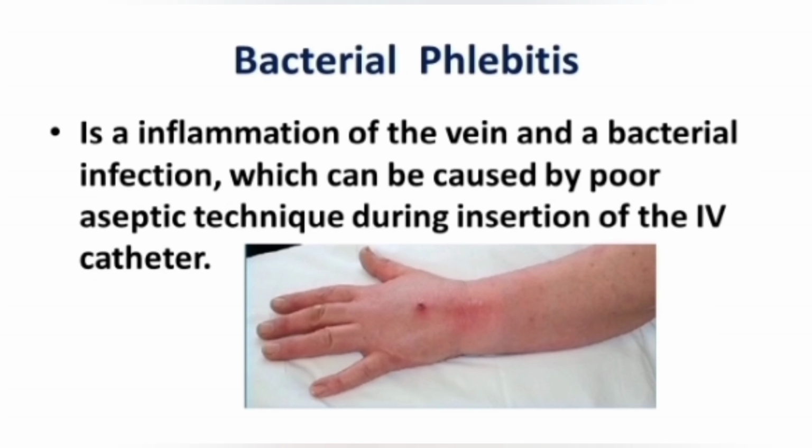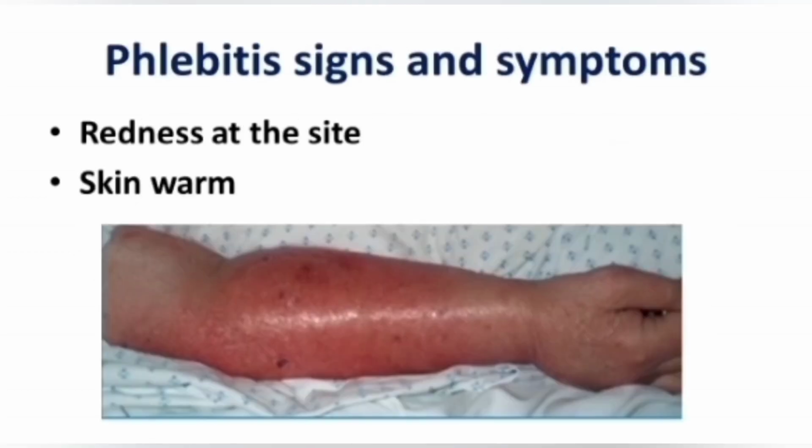Next is bacterial phlebitis. It is an inflammation of the vein with a bacterial infection, which can be caused by poor aseptic technique during the insertion of the IV catheter. Bacterial phlebitis is mainly caused by contamination of the IV system during catheter insertion or manipulation, or by poor skin antisepsis.